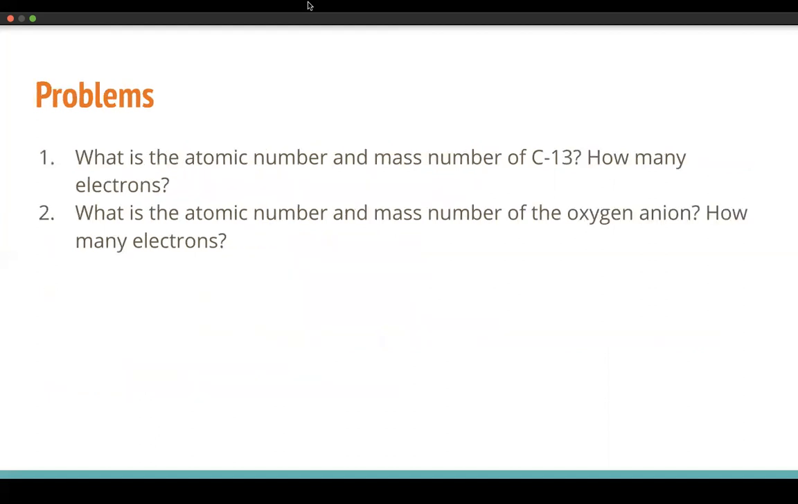Okay, so here are some problems. What is the atomic number and mass number of C13, and how many electrons does it have? Then, what is the atomic number and mass number of the oxygen anion, O2 minus, and how many electrons does it have?